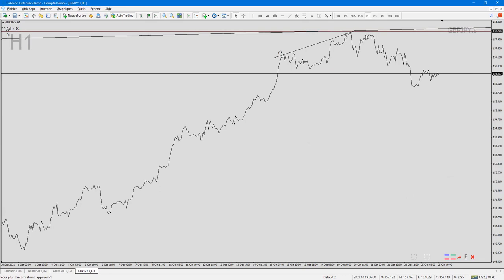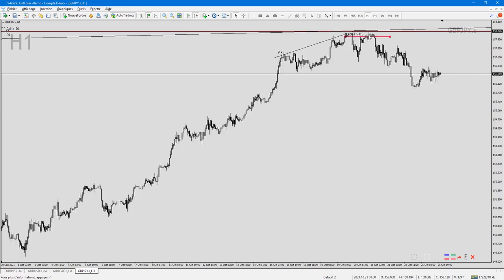No, not valid. Trend line. Trend line is not valid.